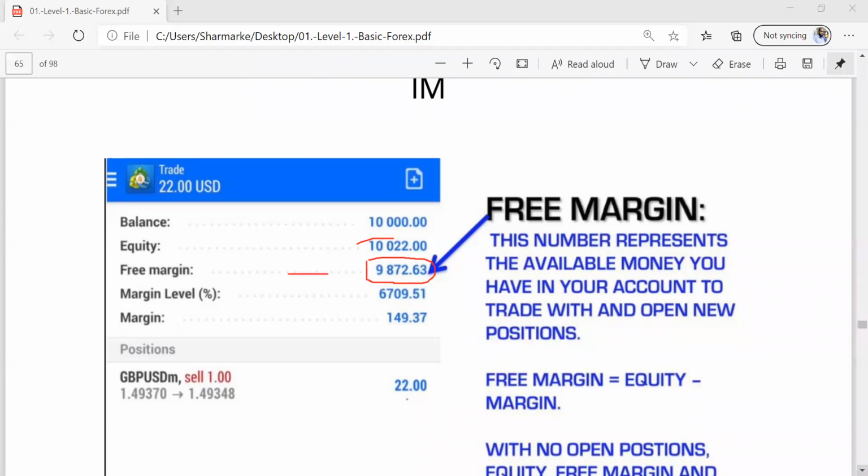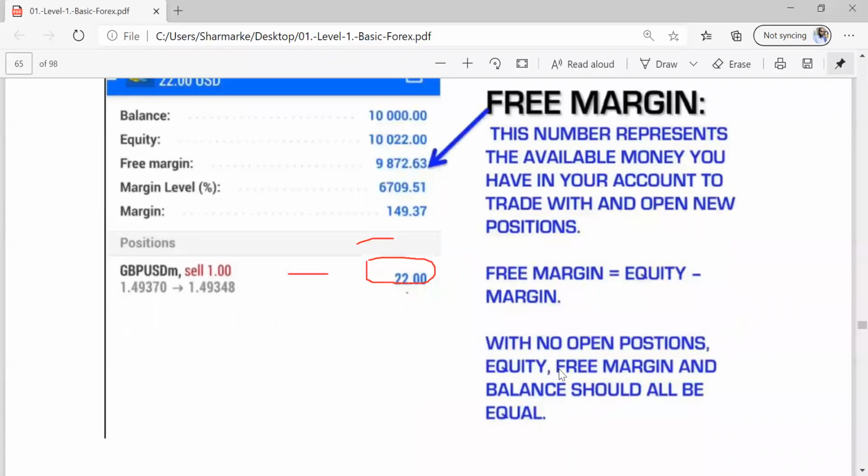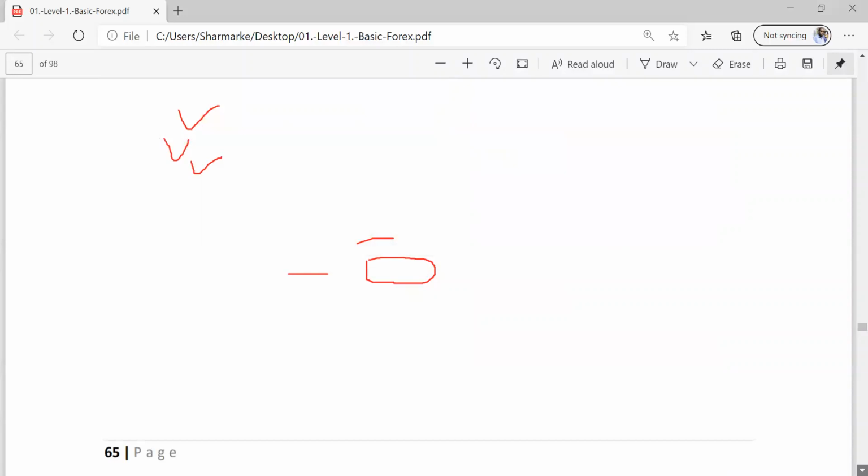We continue down. With no open positions, equity, free margin, and balance should always be equal. If you don't have any open position, whether it's a buy or a sell, these three lines, the balance, the equity, and the free margin, will remain the same. No change. We continue down.